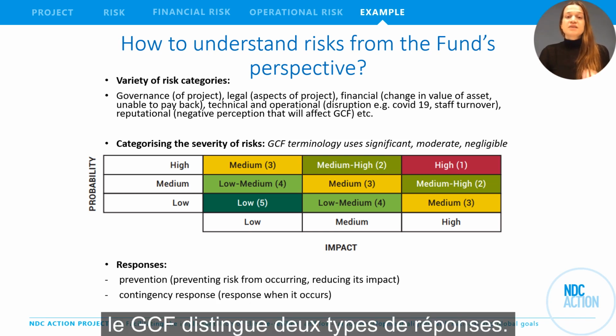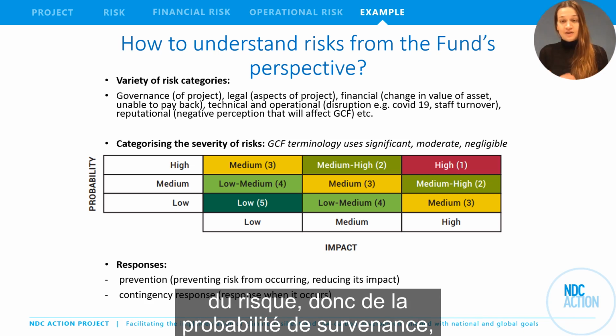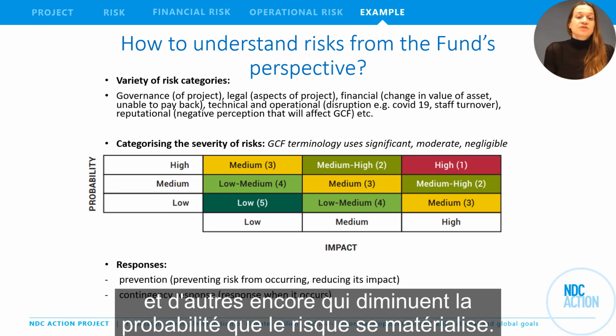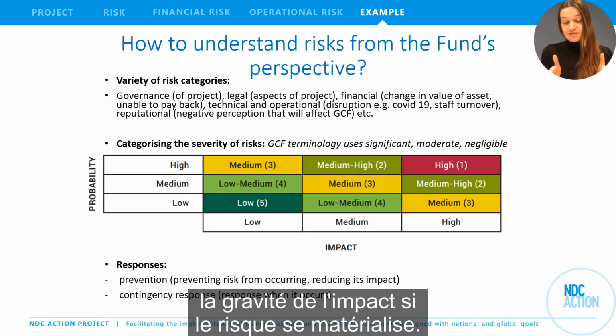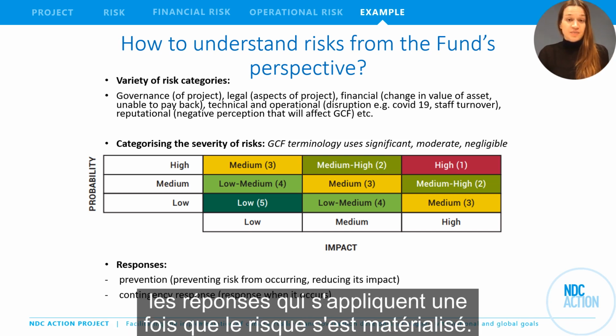In terms of responses, the GCF distinguishes between two types of responses. There are measures of prevention which seek to reduce the probability of the risk, so the likelihood of the risk materializing. And then there are those that decrease the severity of impact if the risk materializes. Contingent responses include responses that apply once the risk has materialized.